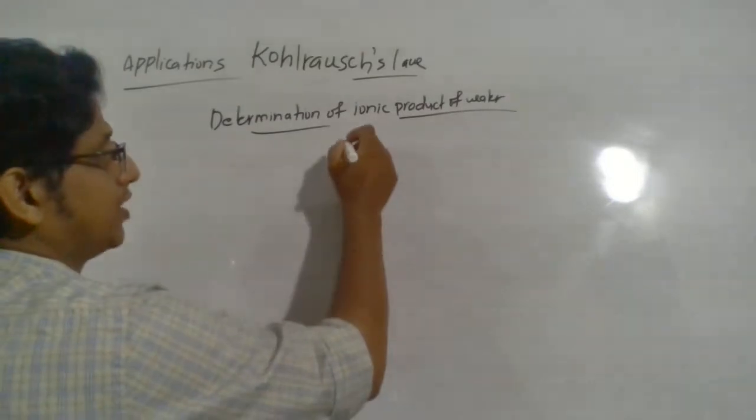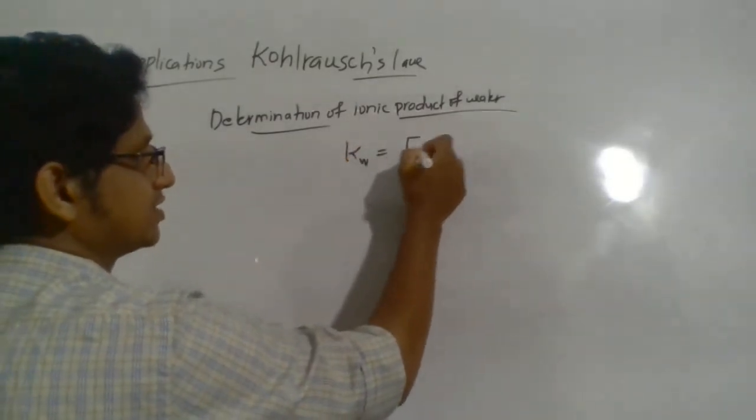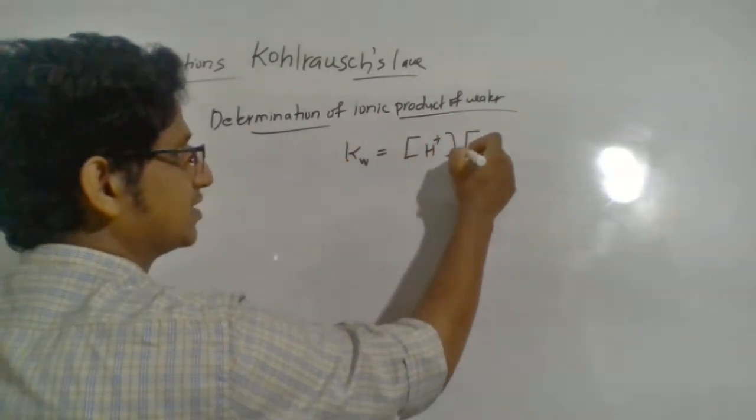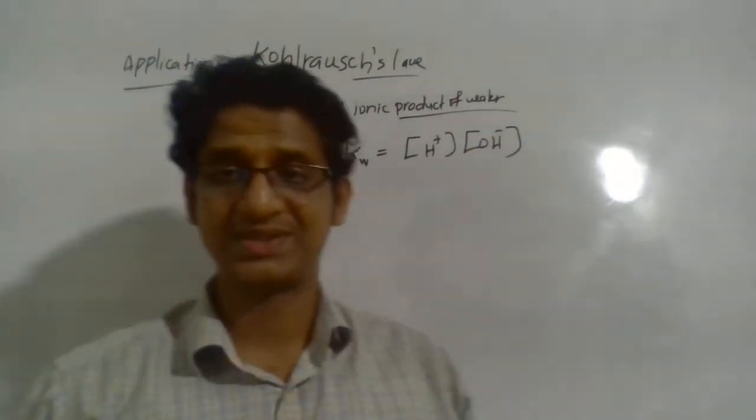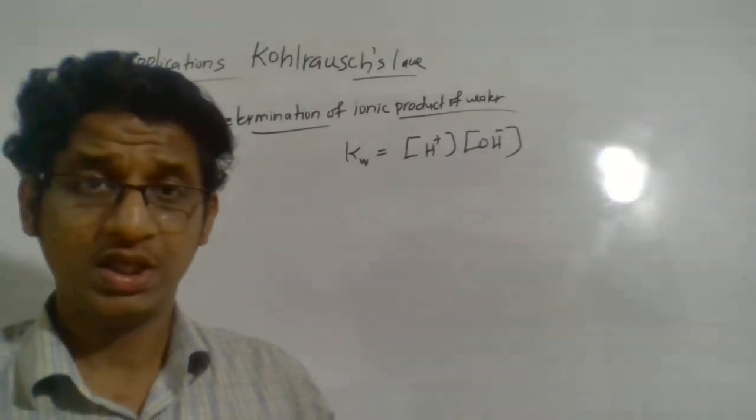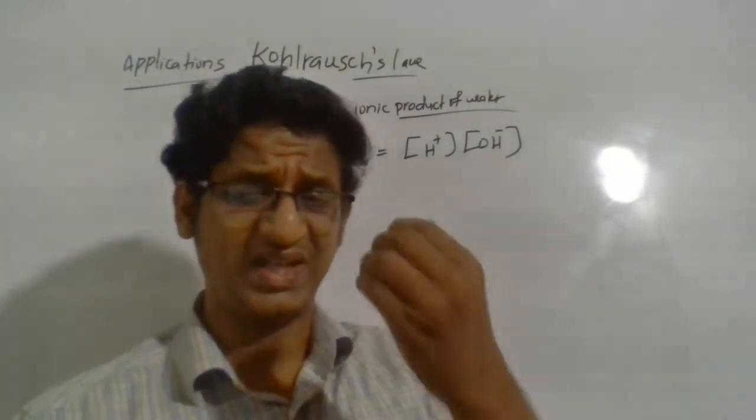Ionic product of water, how can you express? Kw is equal to concentration of H plus into concentration of OH minus. This is the ionic product of water. Kw, we represent ionic product of water. Here we know water ionizes very less.